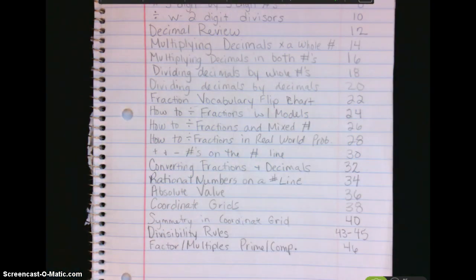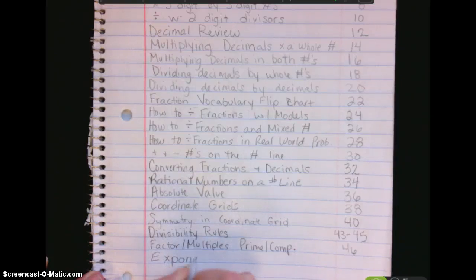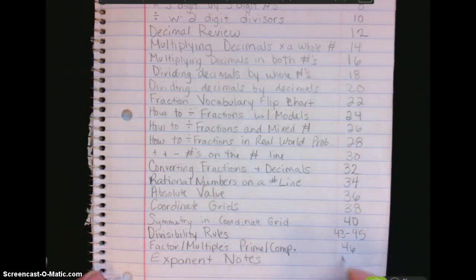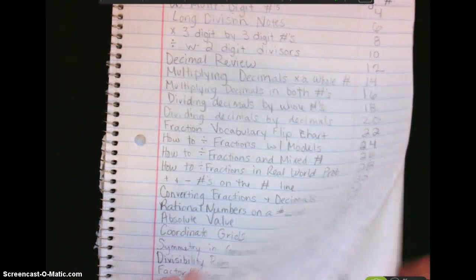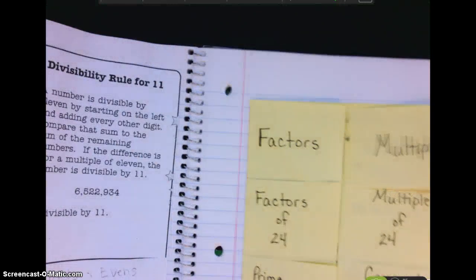Now that we've gone over some of those basics, we're going to write them down in our math notebook. So if you could turn to your table of contents and write exponent notes, and that should be page 48 in your notebooks. It should be the page after your factors and multiples notes, and it's always on the right side of your notebook.